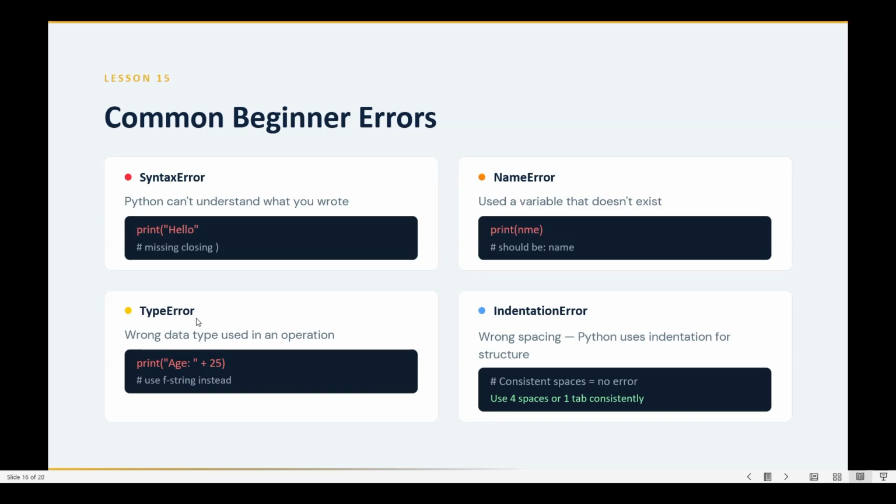So indentation error. Indentation error means wrong spacing. Python uses indentation, means Python uses spaces. Okay, Python uses spaces for structure, means indentation for structures.